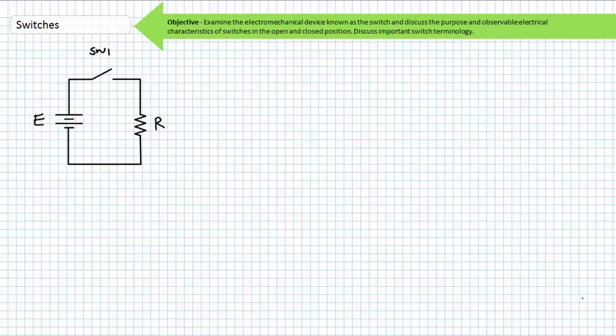Our objective today is to take a close look at a simple electromechanical device known as the switch. We'll discuss their purpose and observable electrical characteristics in the open and closed position. Additionally, we'll discuss important switch terminology, including the difference between normally open and normally closed switches, and the difference between momentary and maintained contacts. Finally, since the topic is incredibly relevant to switches, we'll discuss shorts and opens inside basic series circuits.